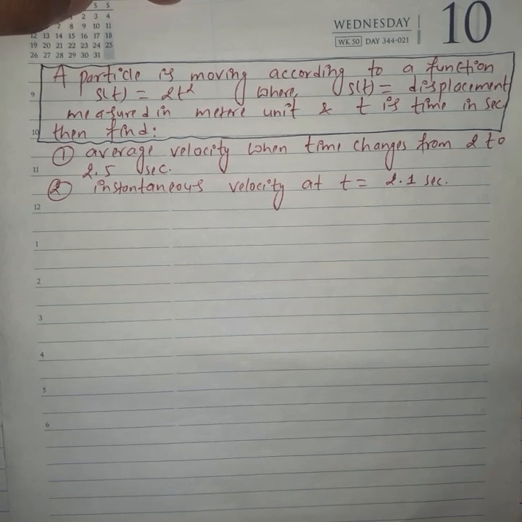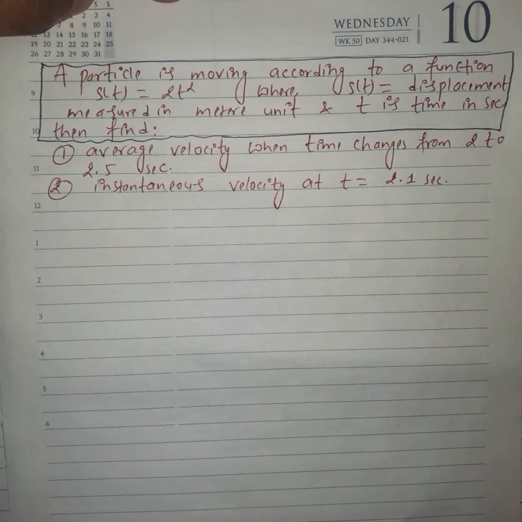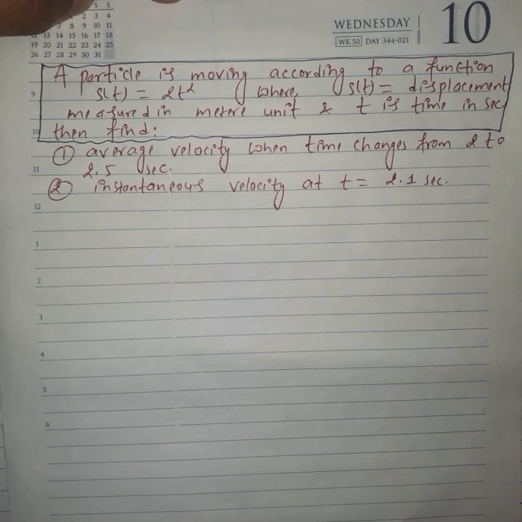Today in this video I am going to discuss one very important application of the derivative. We can use the derivative to calculate the average and instantaneous velocity of a particle, as well as the average and the instantaneous acceleration of any particle.